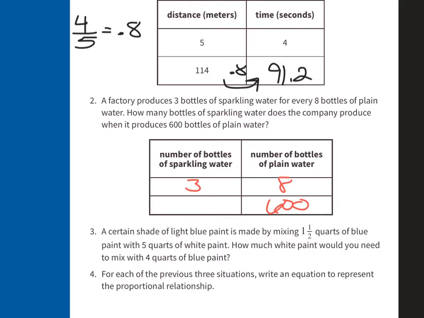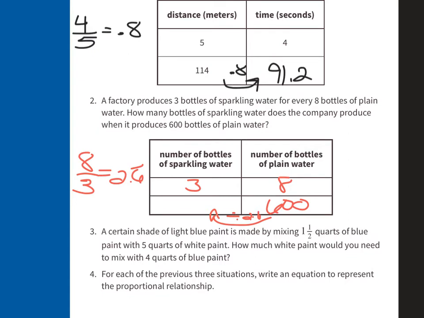So we find the unit rate. We go 8 divided by 3. So 8 thirds is 2.6666666666. Okay? And then because it's the second number, we're going to divide by 2.6. So we're going to go 600 divided by 2.66666666, and we should get somewhere around 225.